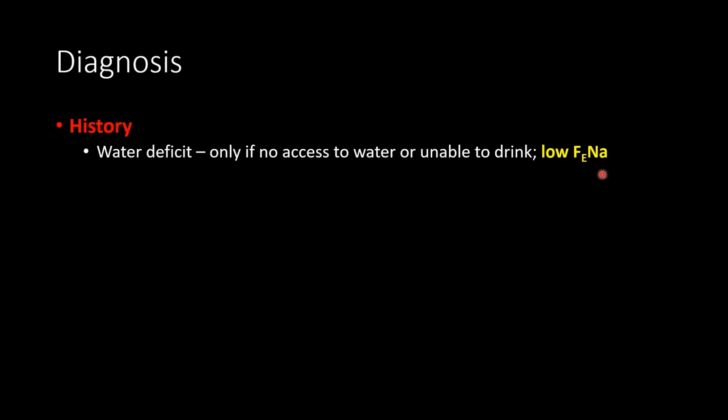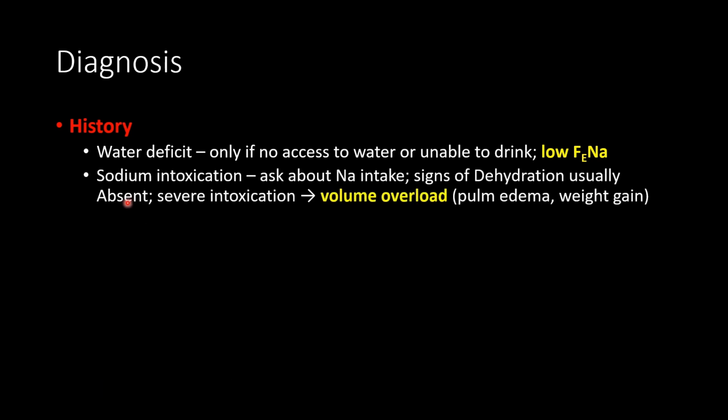Second mechanism, sodium intoxication. How will we ask about sodium intoxication? We have to ask about the sodium intake. What are the signs of dehydration? Usually absent. Why will the signs of dehydration be absent? Because we just learned that in a case of hypernatremia, the intravascular volume and the urine output will be maintained at the cost of intracellular dehydration. So unless severe hypernatremia happens, the manifestations of dehydration will not be apparent. And when there is severe intoxication, the patient may have symptoms of volume overload like pulmonary edema and weight gain. Why the volume overload? Because excess water will be coming from inside the cell to outside the cell, so there will be volume overload.